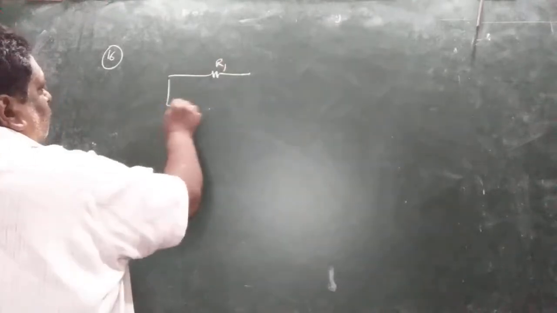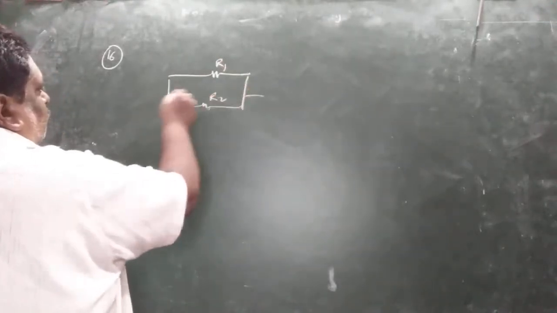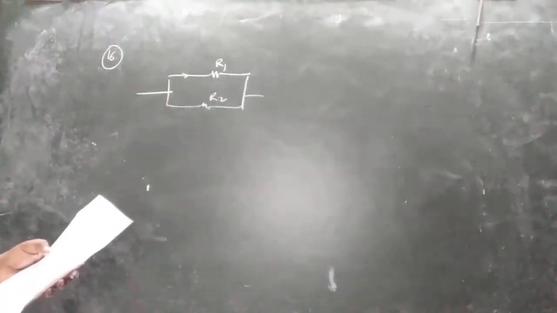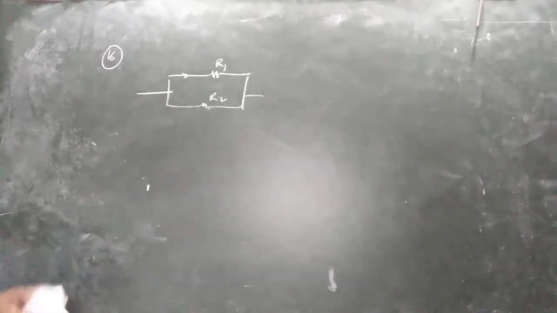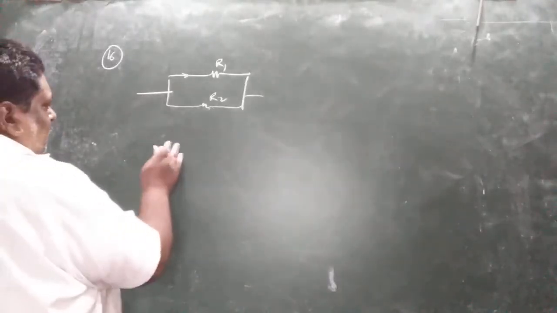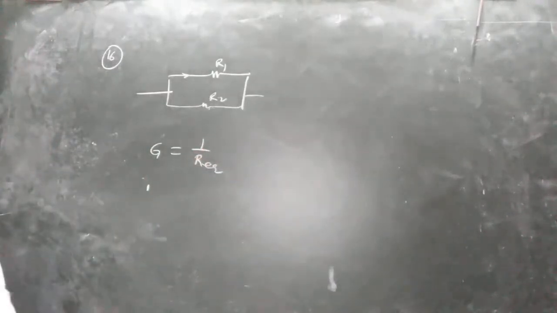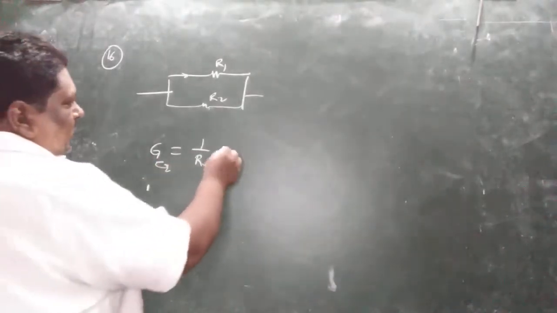The equivalent conductance. Conductance means 1 by resistance. Equivalent conductance of two wires, 10 and 5, joined together in parallel. So it is R1, it is R2. Those two are joined in parallel. What is the equivalent conductance? Conductance G is equal to 1 by R equivalent. G equivalent means 1 by R equivalent.